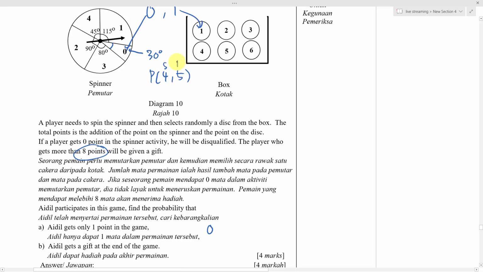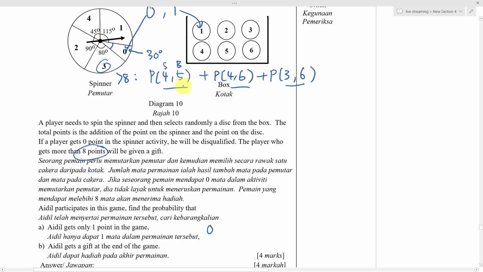This one is spinner, and then this one is box. Or if the first time I get 4, and from the box I get 6, then the total is 10 points, isn't it? It's more than 8. Okay, so then I get 10 points here. Or the first one, what if I get 3? Then the second in the box I must get 6. Alright, so this is 9 points, 10 points, 9 points. So all are more than 8.